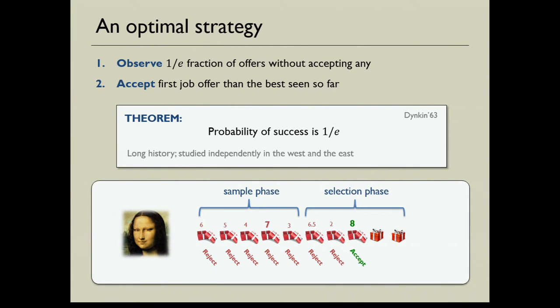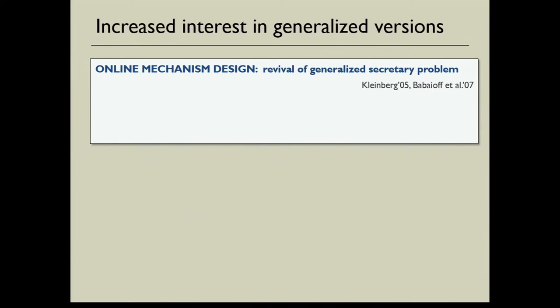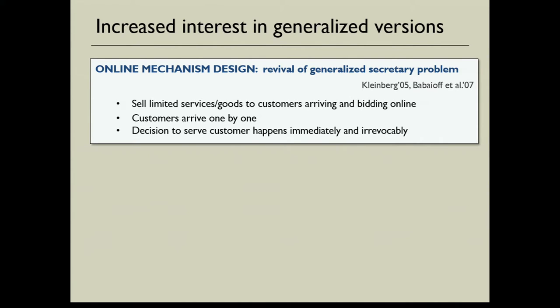So that's solved. It's a nice problem, but it's solved. But recently there was increased interest in generalizing this. And I think the motivation by Klein, by Bayer and all, came from mechanism design. You can think about this: instead of only selling one good, you can sell a set of goods, but you have some capacity constraints. And customers arrive randomly one by one, and you have to decide, should I sell to this customer at all or not, on the spot?